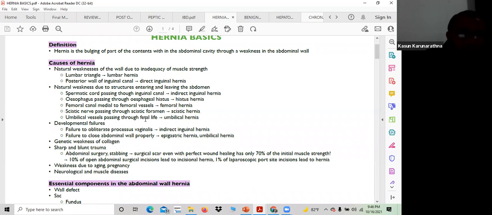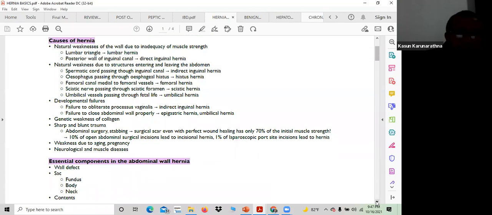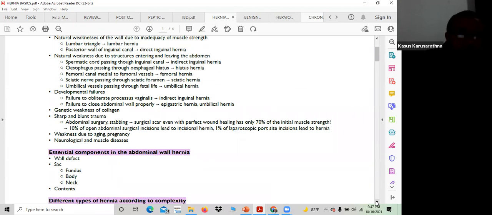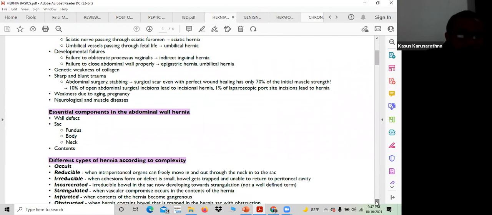And the sciatic foramen, again, is confined by ligaments. If those ligaments are weaker and softer, it leads to sciatic hernia. Umbilical hernia arises from the orifice which allows passing of umbilical vessels, right? Again, congenital hernias arise due to development failures. Patent processus vaginalis, gastroschisis, right? Those are due to developmental failures.